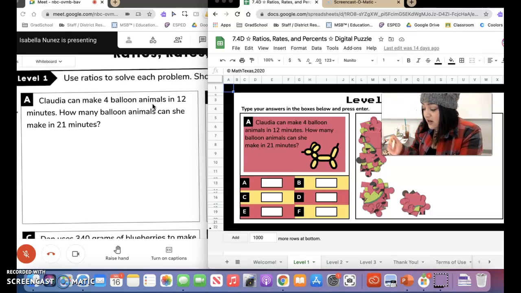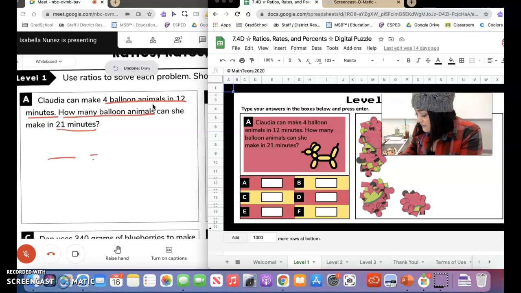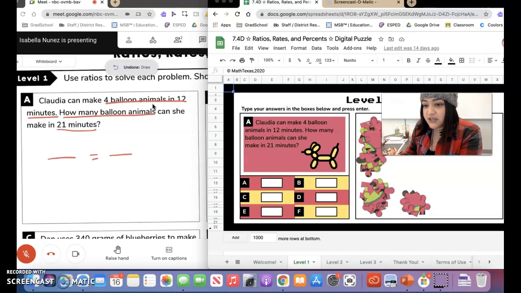So what I'm going to start with is it says 4 balloon animals in 12 minutes. That's my first ratio. And then my question is how many balloon animals, that's my variable, in 21 minutes. Well, first things first, you're going to draw your proportion lines, your ratio lines for your proportion, right? Then you're going to add your labels. That's very important because that's going to tell you how you plug in your numbers. And if you plug in your numbers incorrectly, you're going to get the wrong answer.